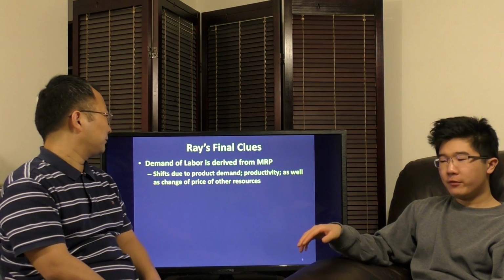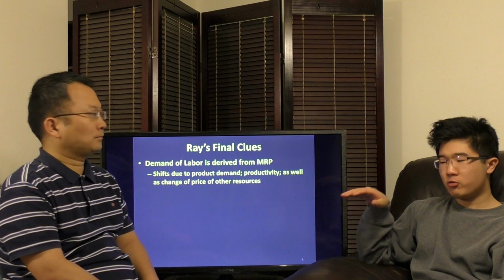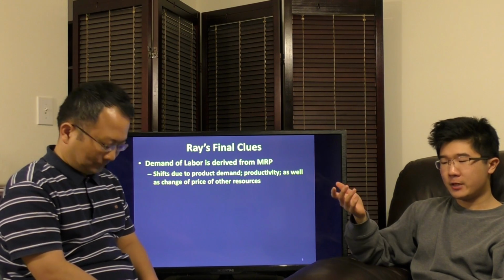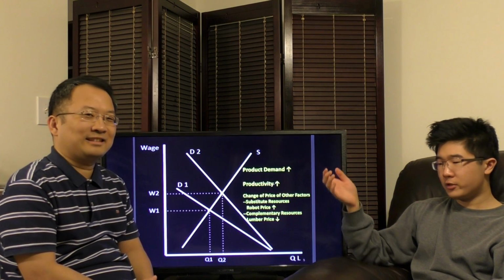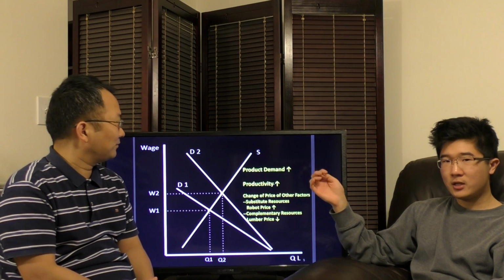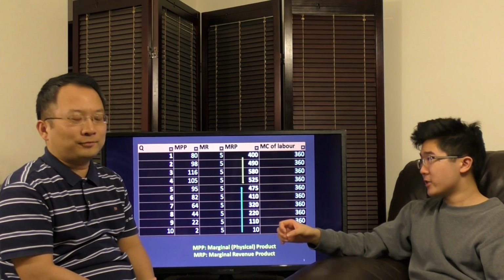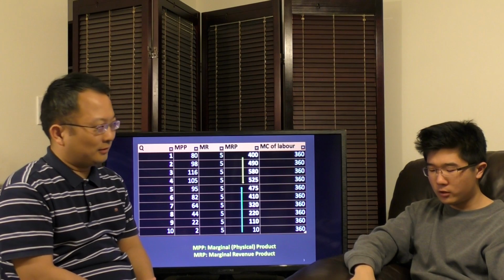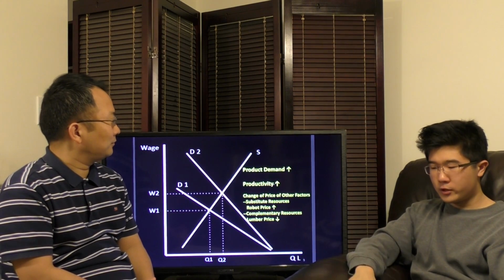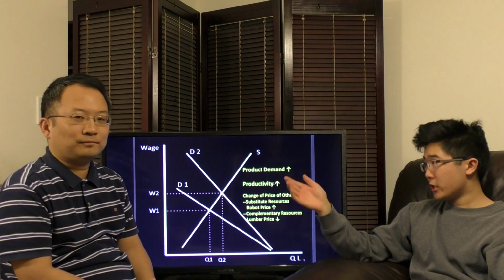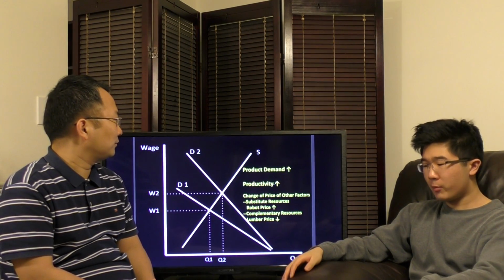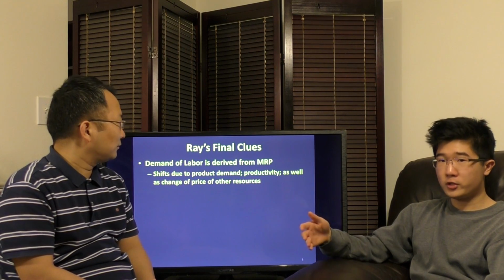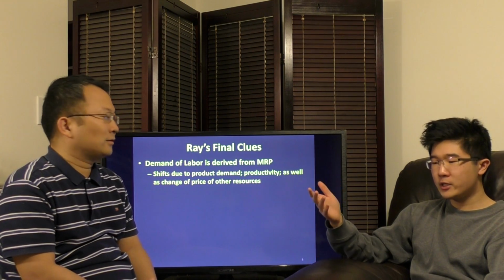So for final clues, demand for labor is basically derived or directly linked to marginal revenue product of labor. They're basically almost the same thing. Shifts are due to product demand. For instance, when the product demand increases, then marginal revenue for each good increases, price increases. And so marginal revenue product increases per worker as well. They are also linked to productivity. So when productivity increases, the marginal physical product increases as well. And finally, the link to complementary and substitute goods of other resources or other capital that competes or works with labor.